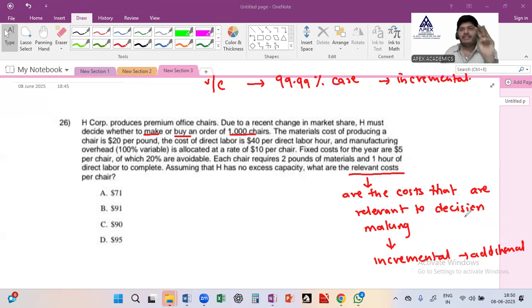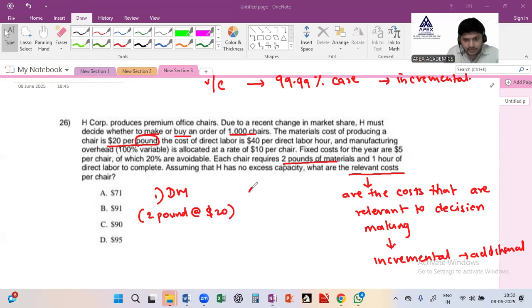Now, we have three variable costs in this question, and those are number one, direct material. The direct material cost of producing a chair is $20 per pound. Pound here is the measure of weight, and you require 2 pounds of materials, right? So you have 2 pounds at the rate of $20. So direct material comes to 40.